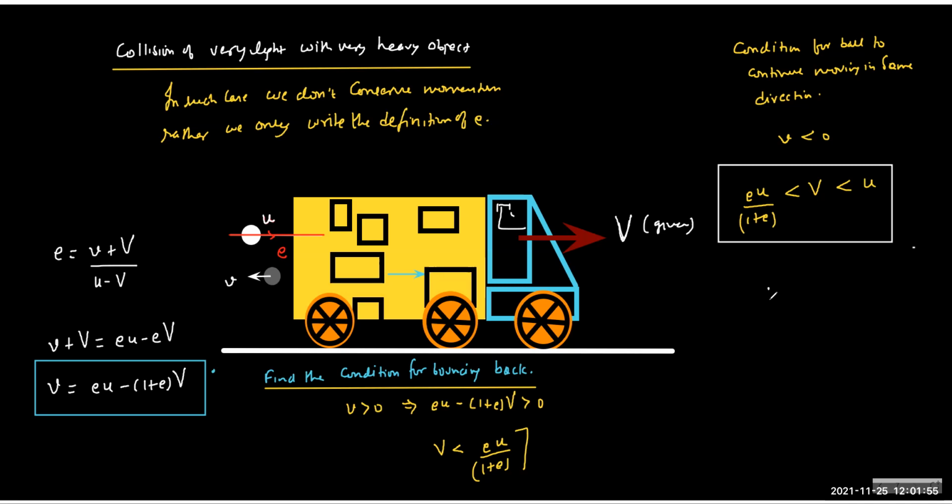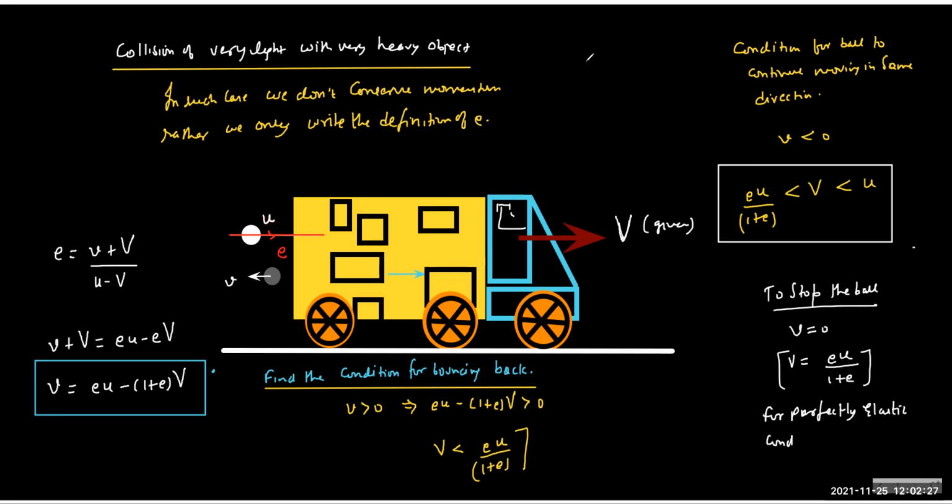And what is the condition for stopping? So to stop the ball, you can just make v equal to 0. So there is no bouncing back, there is nothing. So v is 0. It simply comes to rest. So this is the equality relation. And then this gives you something very interesting for the perfectly elastic collision. When e is 1, the v becomes u by 2.